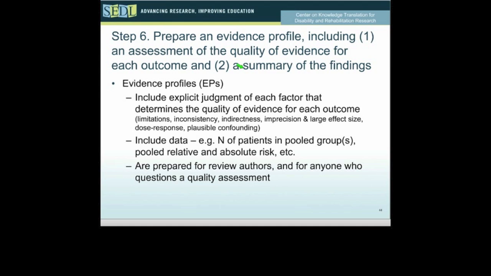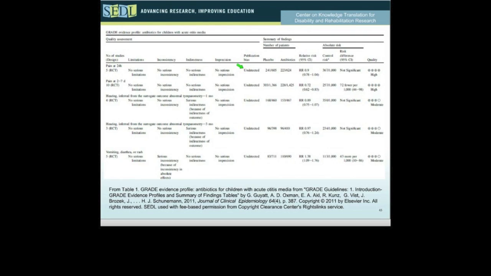Step 6, prepare an evidence profile, including an assessment of the evidence for each outcome and a summary of the findings. And in GRADE, these are called evidence profiles and summaries of findings. And let's have a quick look at the first one. You would need to really look at those on your computer at your ease.